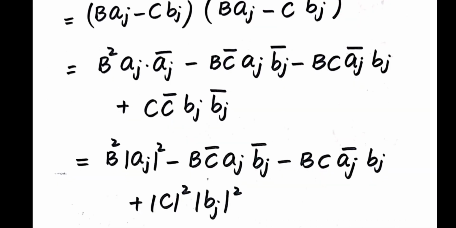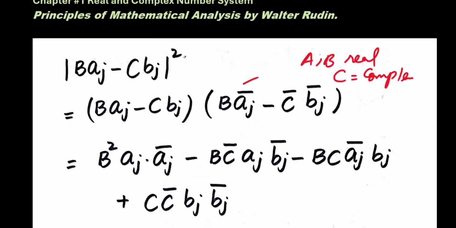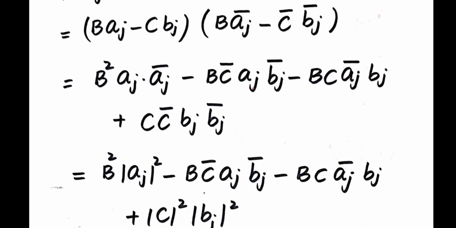So this becomes, now we multiply the terms we have. Now multiply the first term, that is B A_j with B A_j conjugate. We have B square A_j into A_j conjugate. Similarly, multiply the remaining terms.